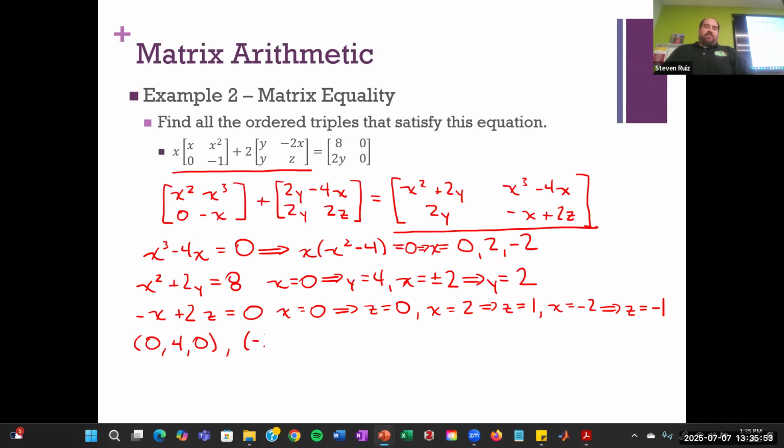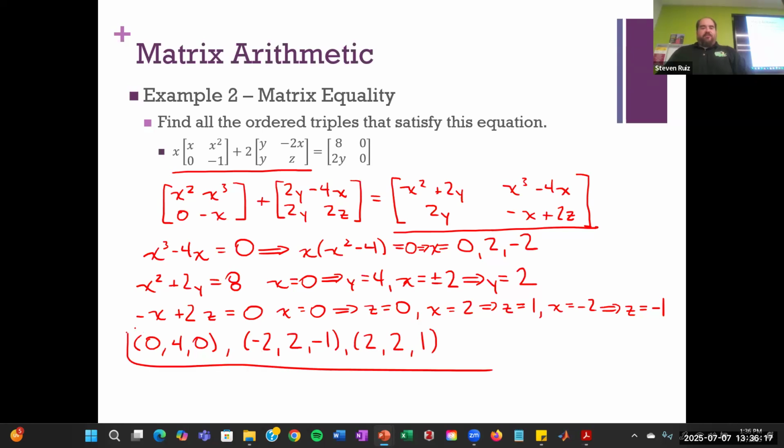What about if x is equal to -2? Then what's y equal to? 2. And what is z equal to? -1. If x is equal to -2. And then what about if x is equal to 2? 2, 2, 1. I think that's the full range of possibilities. Questions? Complaints?